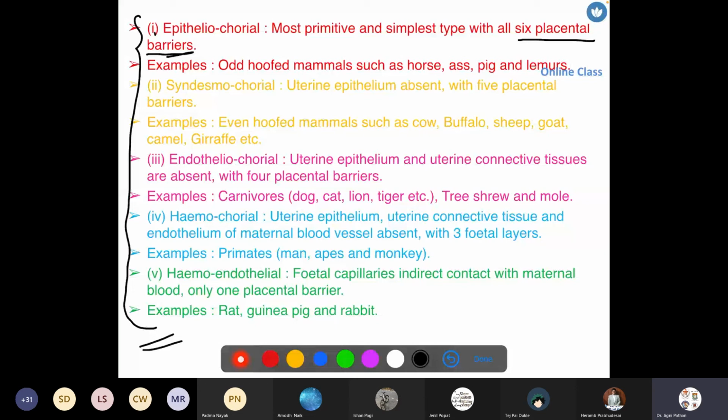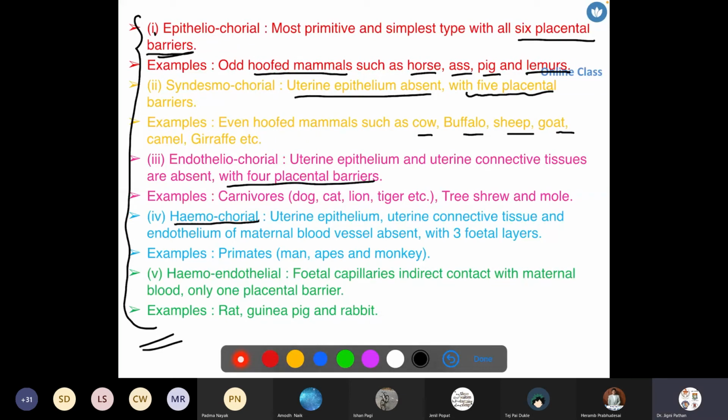This is seen in hoofed mammals such as horse, ass, pig, lemurs. Syndesmochorial is where the uterine epithelium is absent. If one epithelium is absent, how many barriers are present? You have five placental barriers. Seen in cow, buffalo, sheep, goat, camel, giraffe. Endotheliochorial is where the uterine epithelium and uterine connective tissue are absent, so the remaining are four placental barriers. Are you understanding? Seen in dog, cats, mostly carnivores.